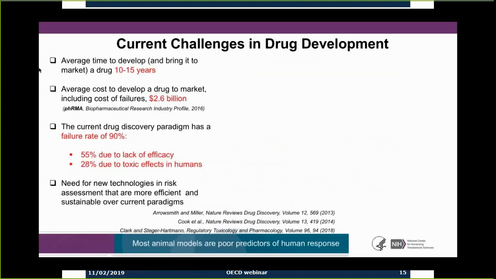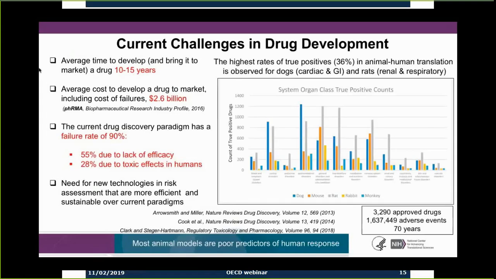Many of you might know that currently the average time to develop drugs takes on the order of 10 to 15 years at a cost of $2.6 billion. And the current drug discovery paradigm has a failure rate of 90%, 55% of which is due to lack of efficacy, and 28% is due to toxic effects in humans. And so what we really need are better predictive tools that will assess the safety and efficacy of various drug candidates.